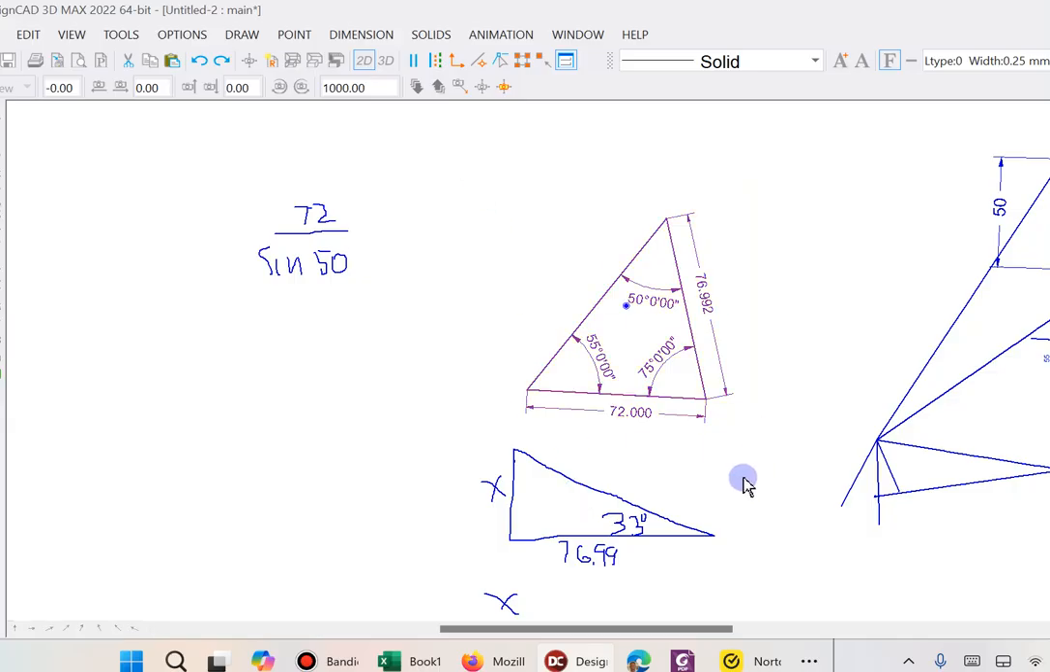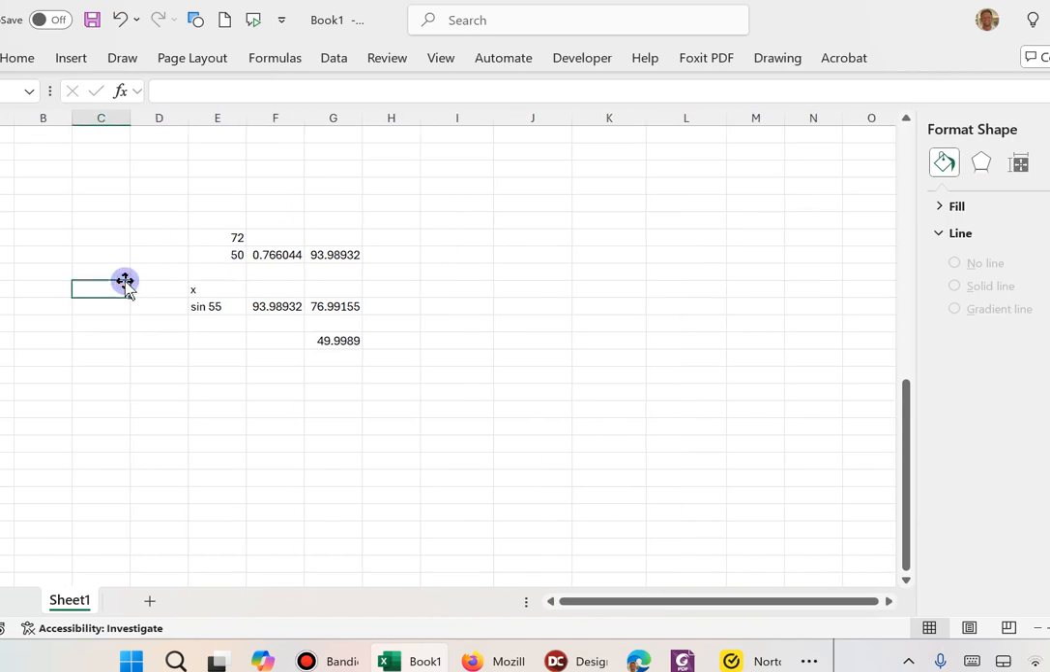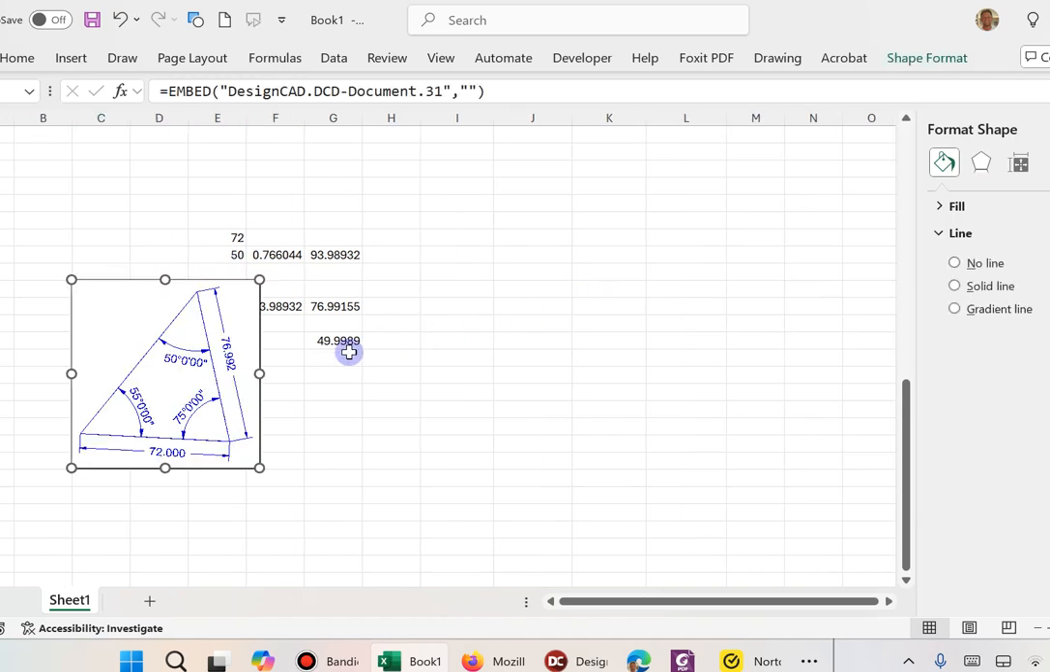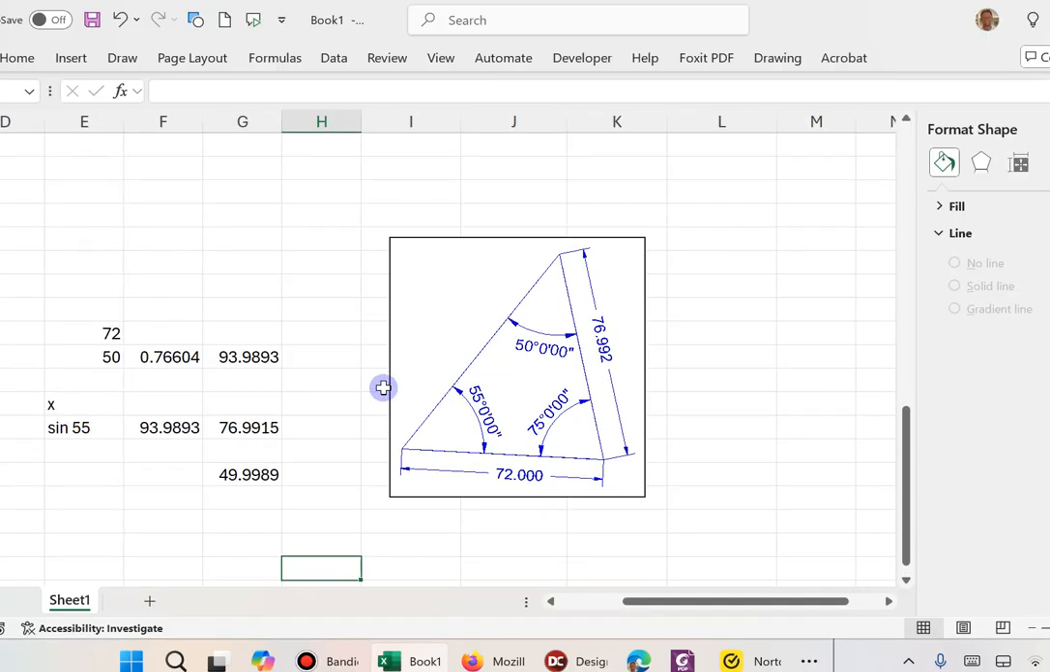So you go to the next one here, Control C, Control V. So now we did 50 and got that value. Now let's do this one, since we're on this point and we're looking for this horizontal leg so we can calculate the height.